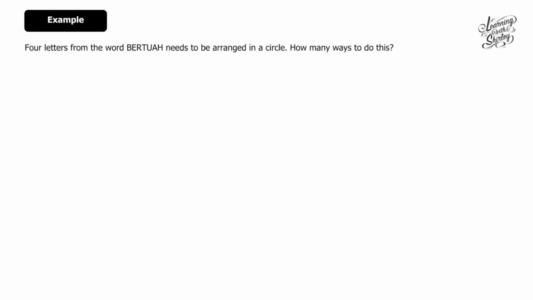Let's look at this example. Four letters from the word BERTUAH need to be arranged in a circle. How many ways to do this? Let's look at the keywords. So we have four letters, we have BERTUAH, and we have circle. So let's count how many letters in the word BERTUAH. 1, 2, 3, 4, 5, 6, 7, which means that n is equal to 7. And then 4 letters means r is equal to 4.